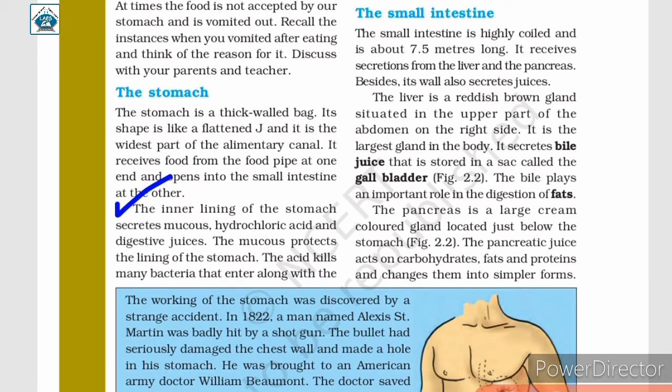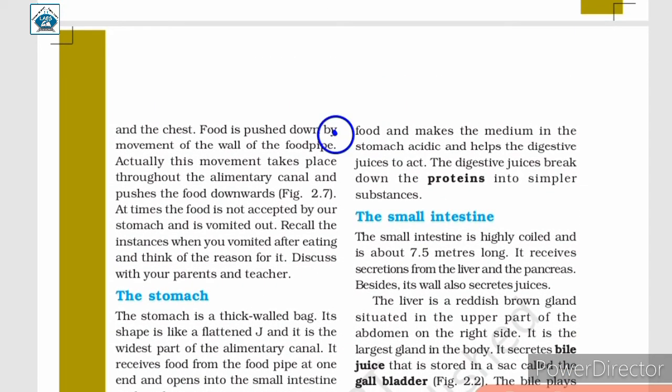The inner lining of the stomach secretes mucus, hydrochloric acid and digestive juices. The mucus protects the lining of the stomach. The acid kills many bacteria that enter along with the food and makes the medium in the stomach acidic and helps the digestive juices to act. The digestive juices break down the proteins into simpler substances.